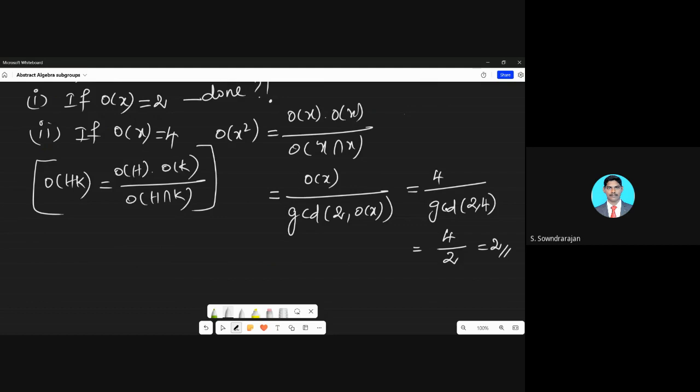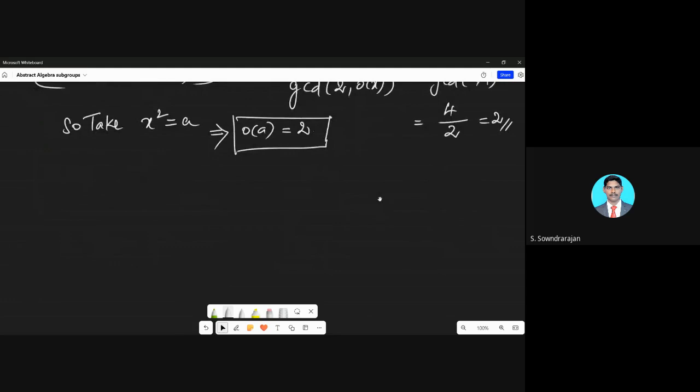Take x squared equal to a, that implies order of a equal to 2 only. So order of a equal to 2 alone. Okay. So again, we are getting the same answer. Let us consider the third one. Suppose order of x equal to 8, what happens?